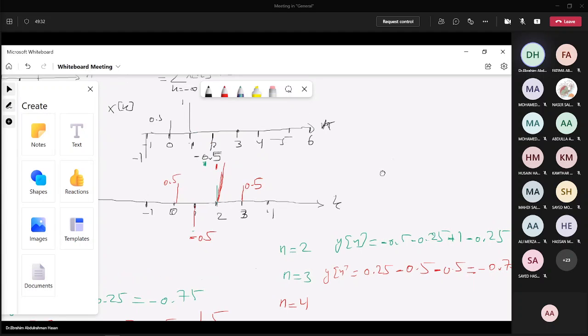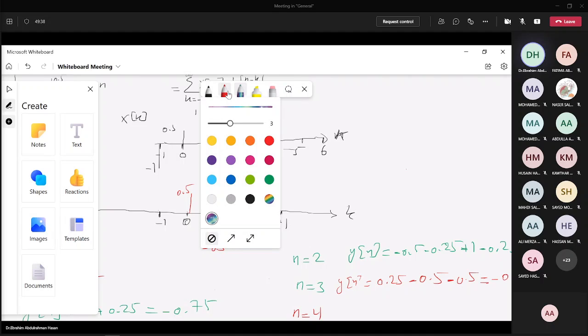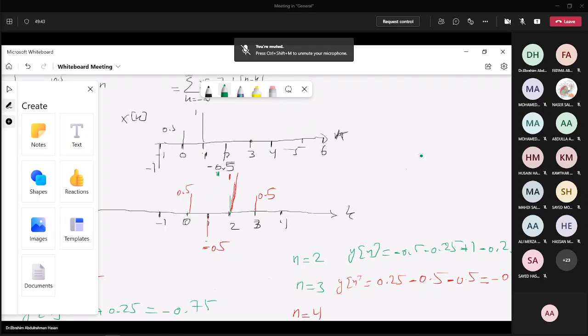So when n equal to 4, again shift this one. So then here will be 0.5 at 4. Here will be 1. Here will be minus 0.5. And here will be 0.5.